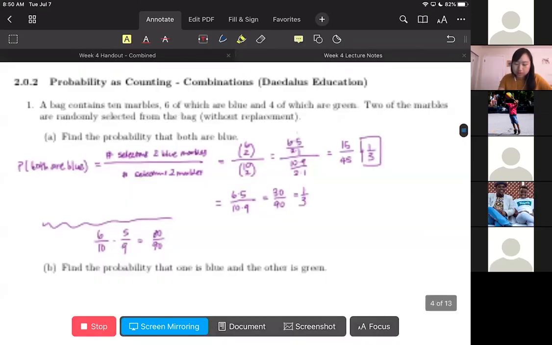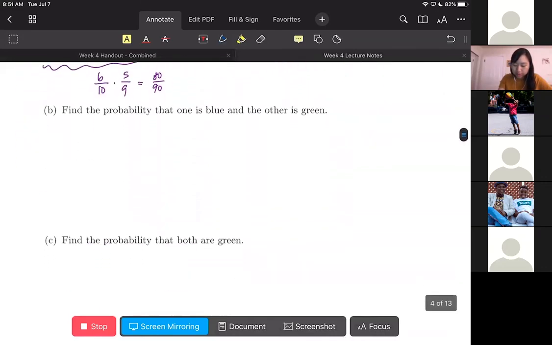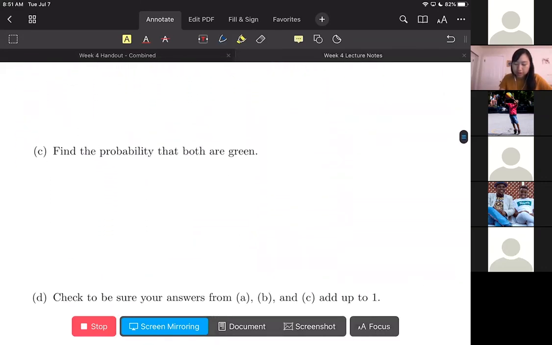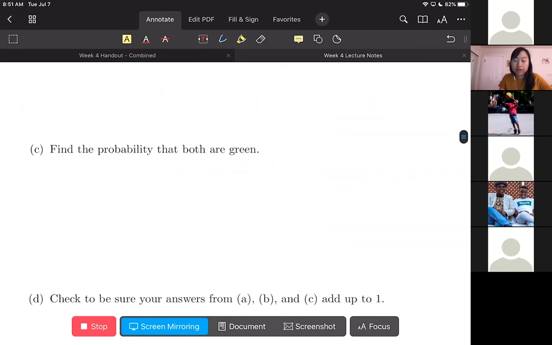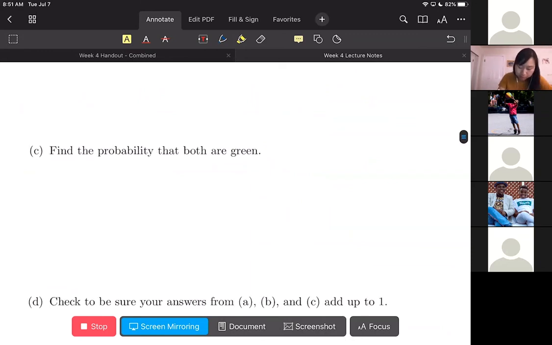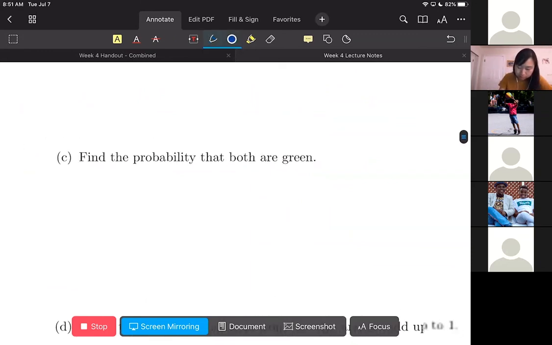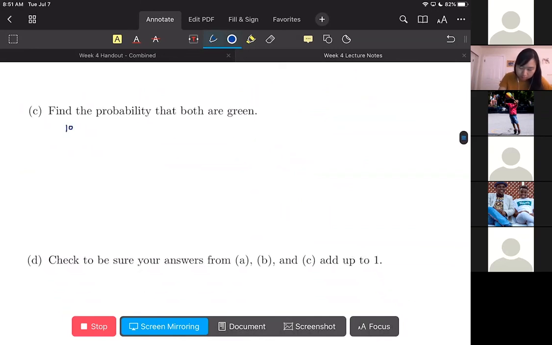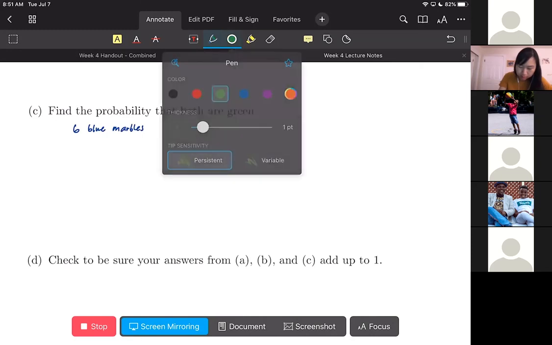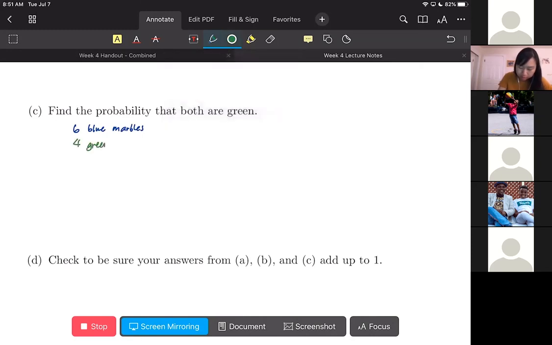So now let's do one together. Let's do part C. Find the probability that both of the marbles are green. And remember, we have, sorry, no, 6 blue marbles, and then we had 4 green marbles. So what's the probability that both are green?